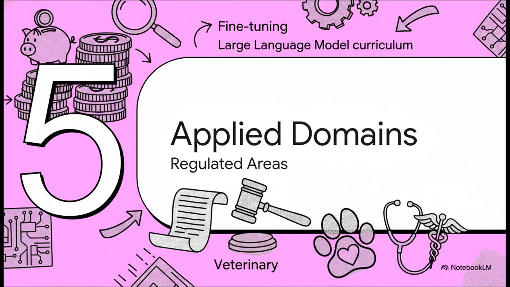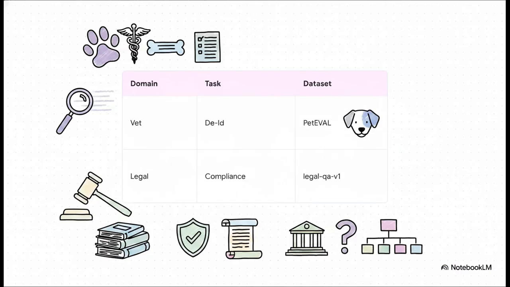Which brings us to Section 5, Track 3, Applied Domains. Let's look at fine-tuning for highly regulated real-world areas like taxes, legal compliance, Medicare, and veterinary medicine. When you compare these tasks, veterinary health offers a fantastic starting point for beginners, specifically patient de-identification using the SAVSNet and PEVAL datasets. Now, if you want something a bit more intermediate, you can tackle legal and Medicare compliance using datasets like Legal QAV1 or Insta150KV2.